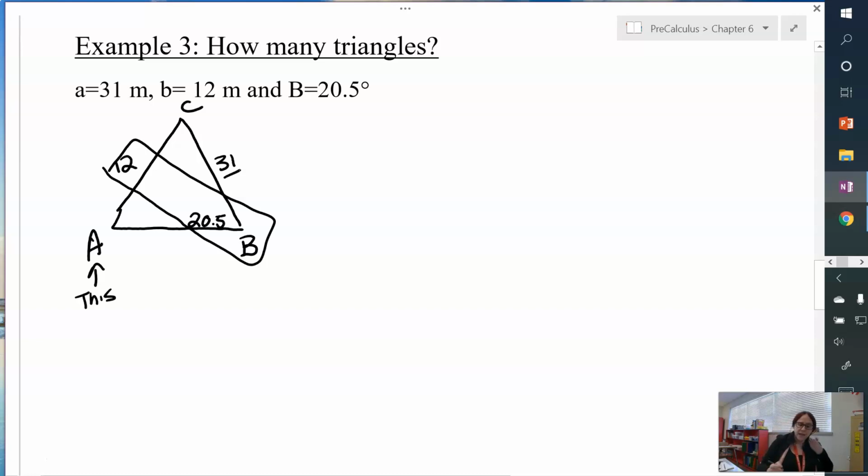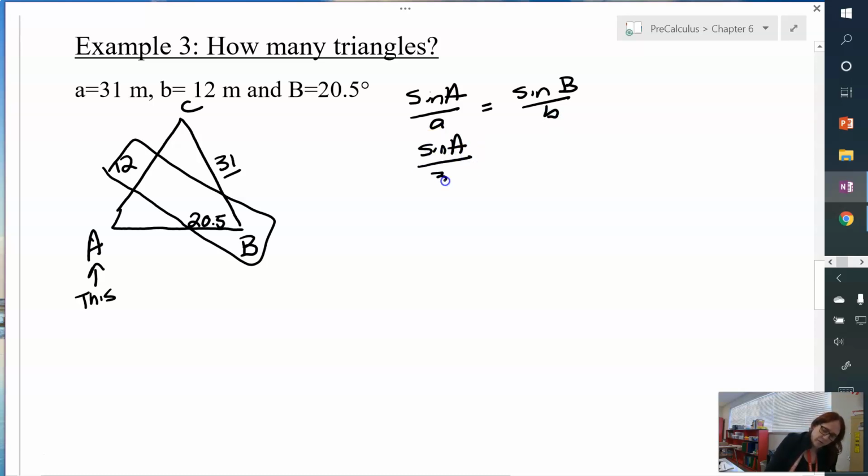So, law of sines. Sine A over little a equals sine B over little b. Plug in what you know. Sine A I'm looking for over 31 equals sine of 20.5 over 12. So what I'm going to do to solve for sine of A, I multiply both sides by 31.